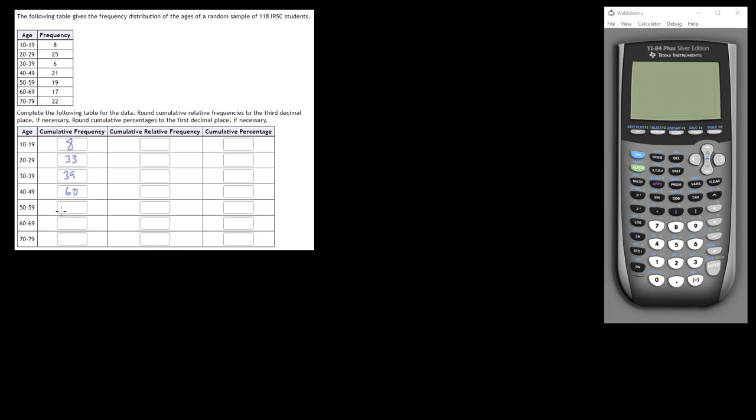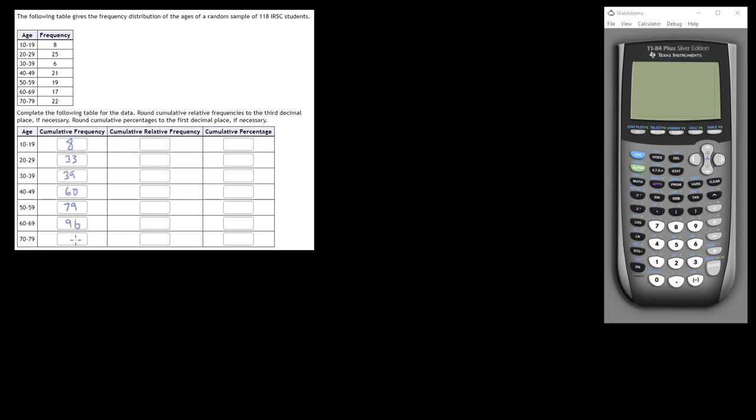And then for the 50 to 59 class, we have the frequency of 19 as the frequency of the class. But for cumulative, you want 19 plus all the prior frequencies, which had a cumulative total of 60. So 60 plus 19 is 79. And then at this point, just follow the pattern. For 60 to 69, we use 17 plus 79. So let's see, 17 plus 79 would be 80 plus 16, which is 96, I suppose.